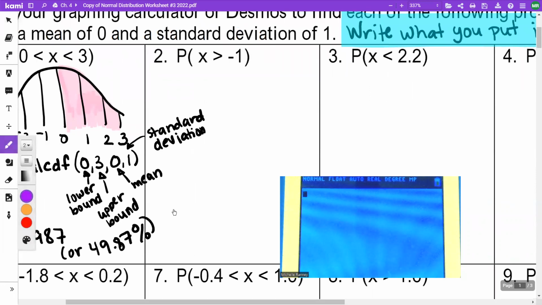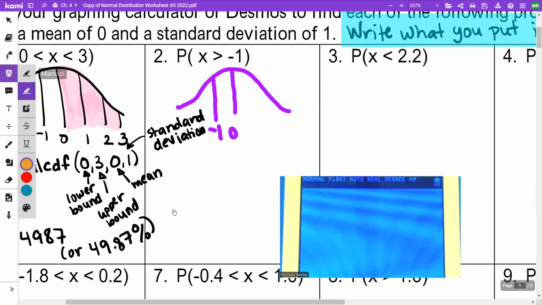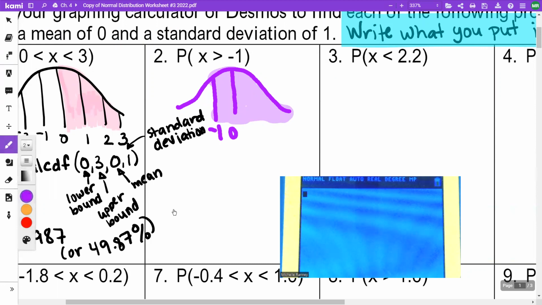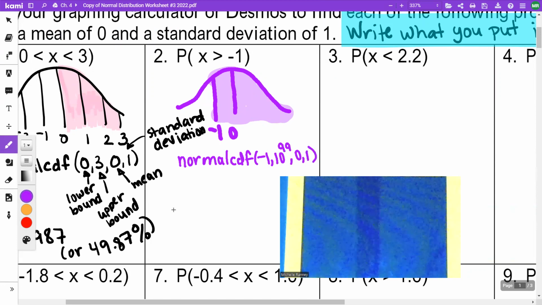So in the next situation, again, our mean is 0, and I want the values to be greater than -1. So really that means I am looking for everything from here up forever. And so I am going to write that as normal CDF, lower bound -1, upper bound is infinity, which is 10 to the 99. My mean is 0 and my standard deviation is 1.